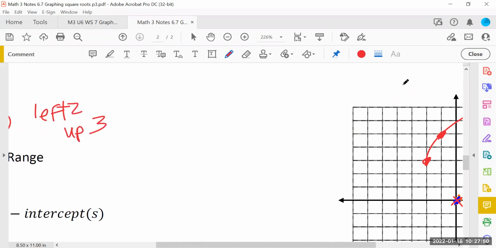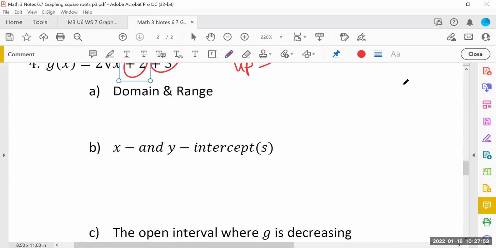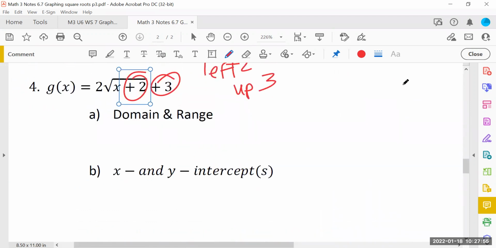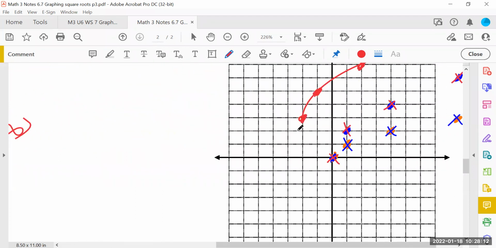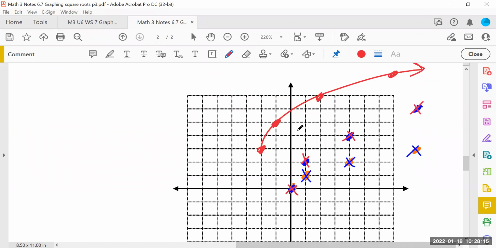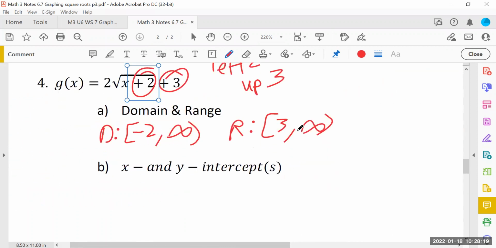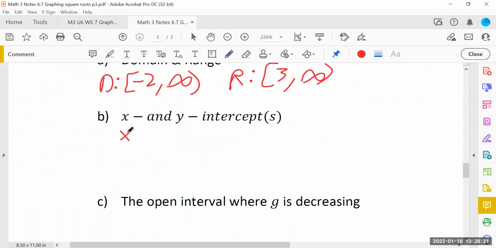So now they ask you a few other questions here. Domain and range. Okay, well, we started at the point -2, 3. So the domain was -2 to infinity. The range was 3 to infinity. X and Y intercepts. Does this graph ever cross the x-axis? No, it's above it the whole time. So no x-intercepts. X-intercept, none.